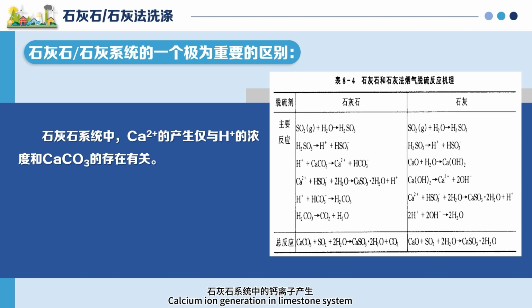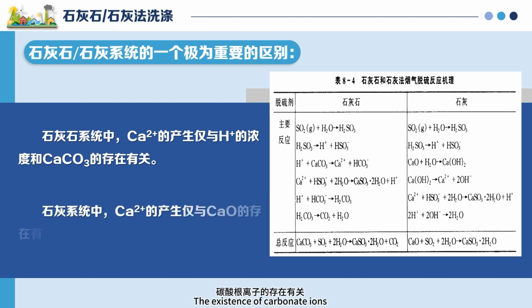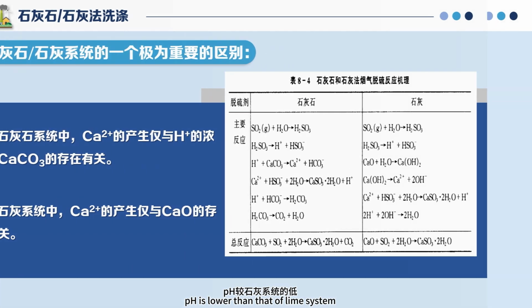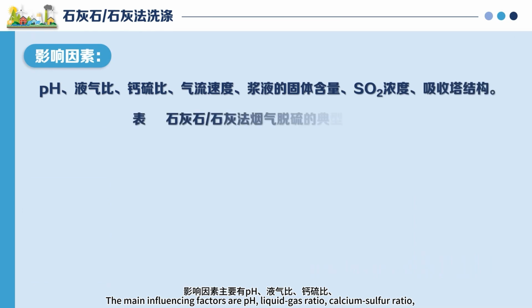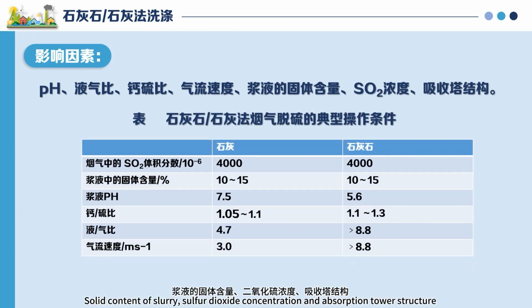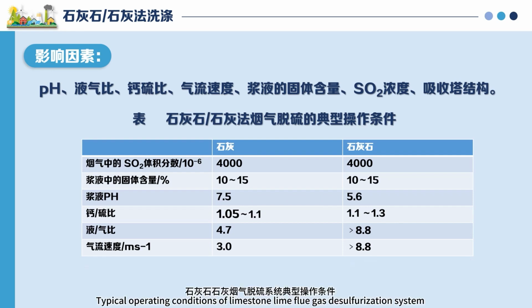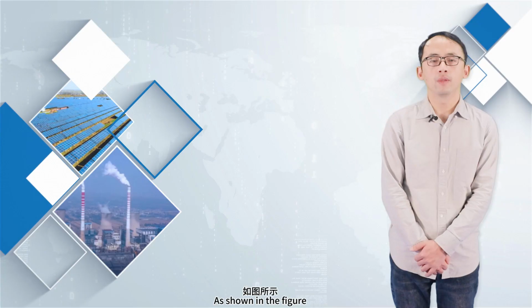Calcium ion generation in the limestone system is related only to the concentration of hydrogen ions and the existence of carbonate ions. The generation of calcium ions in the lime system is related only to the existence of calcium oxide. Therefore, when the limestone system is running, the pH is lower than that of the lime system. The main influencing factors are pH, liquid-gas ratio, calcium-sulfur ratio, airflow velocity, solid content of slurry, sulfur dioxide concentration and absorption tower structure. Typical operating conditions of the limestone/lime flue gas desulfurization system are shown in the figure.